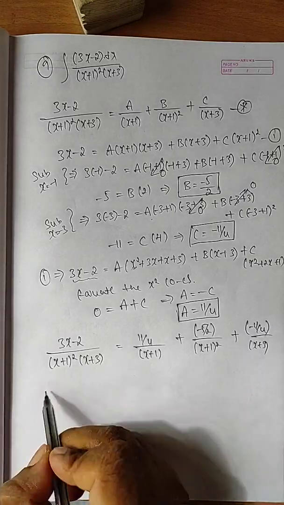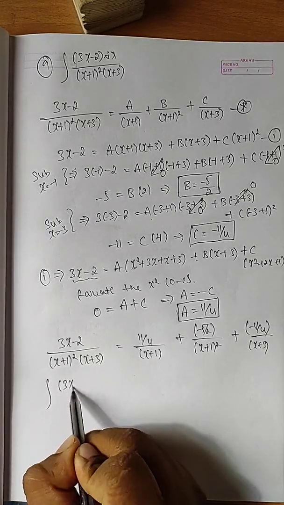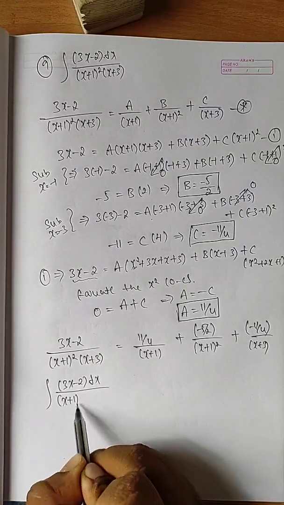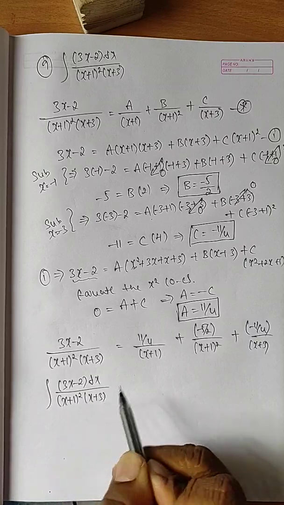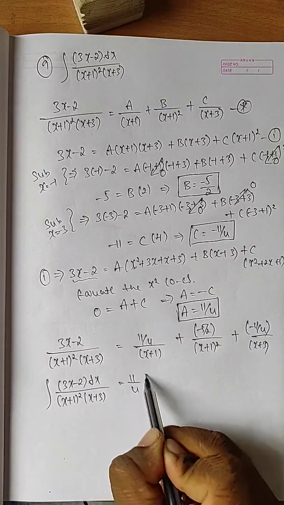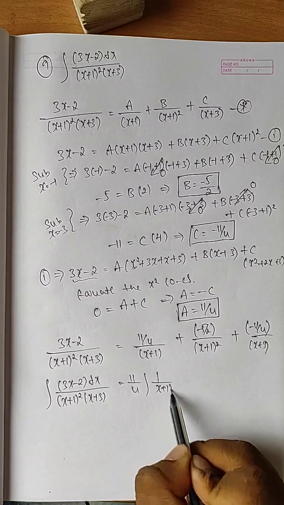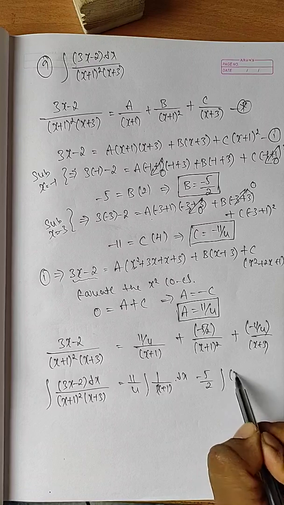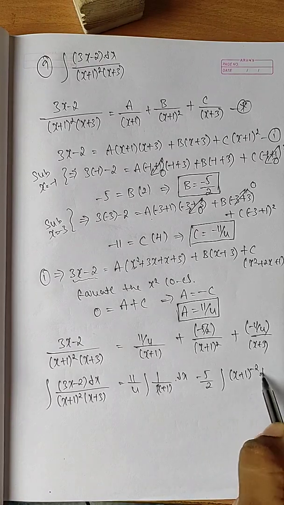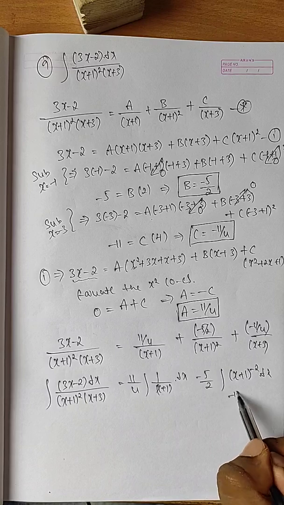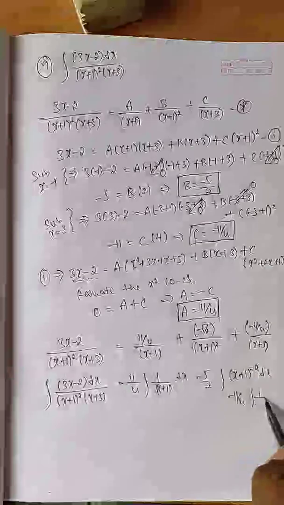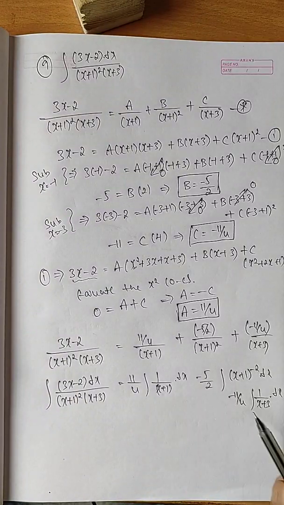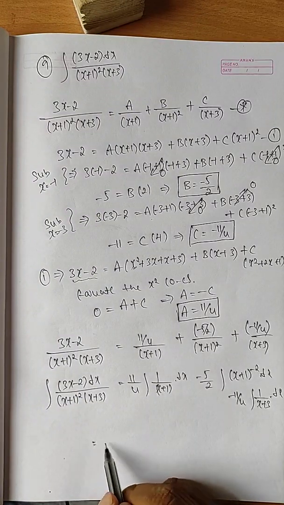Apply the integration for this. So you will get integration of 3x minus 2 into dx by x plus 1 whole square into x plus 3. On the integration, 11 by 4 is a constant, integration of 1 by x plus 1 into dx. Here minus 5 by 2 is a constant, integration of x plus 1 whole to the power of minus 2 into dx. Here minus 11 by 4 is a constant, integration of 1 by x plus 3 into dx. So we are doing integration at the end. So integration is not a problem. The integration is very easy actually.